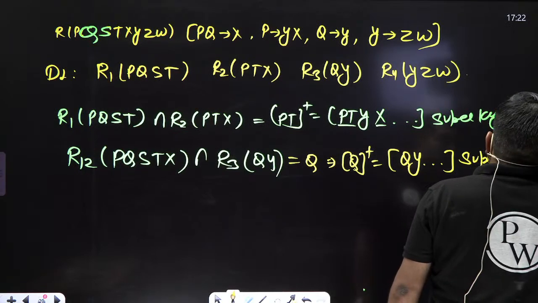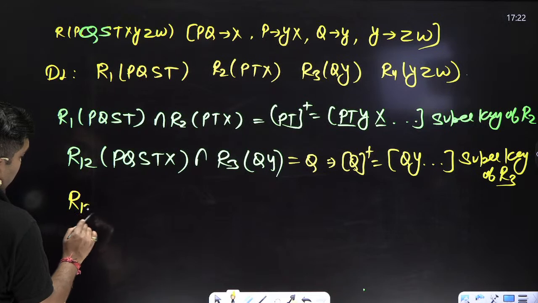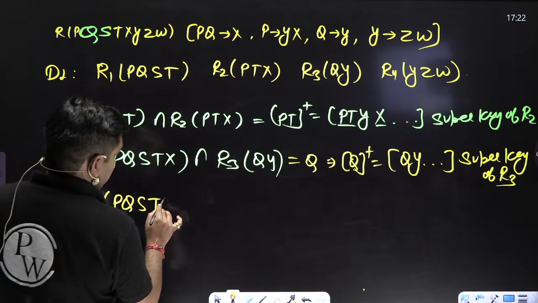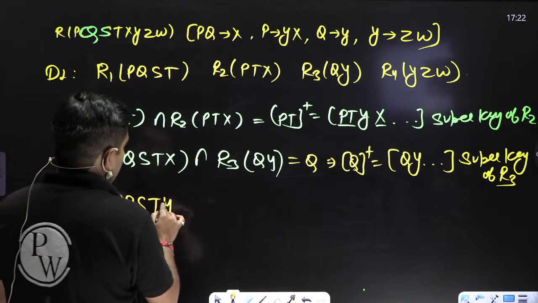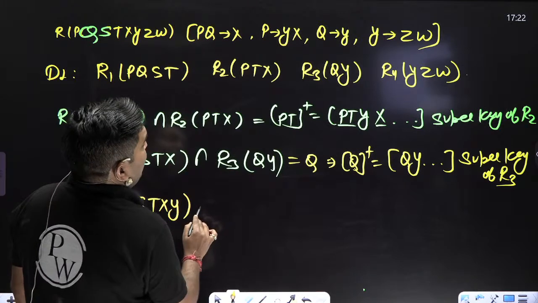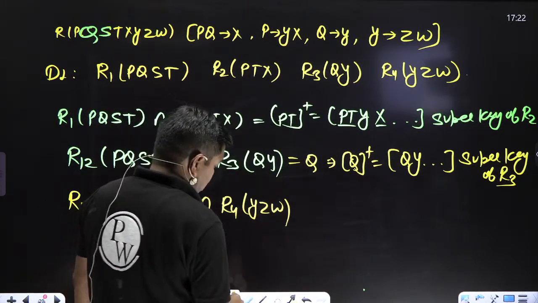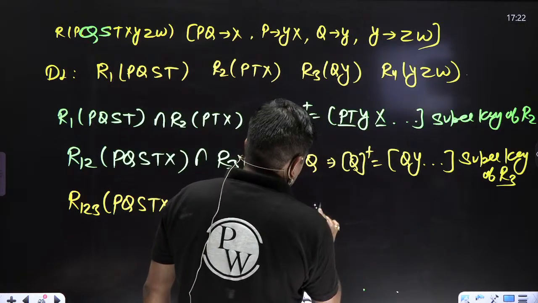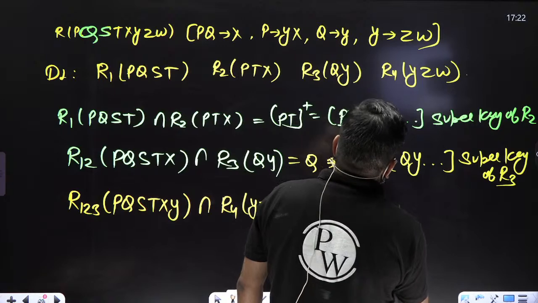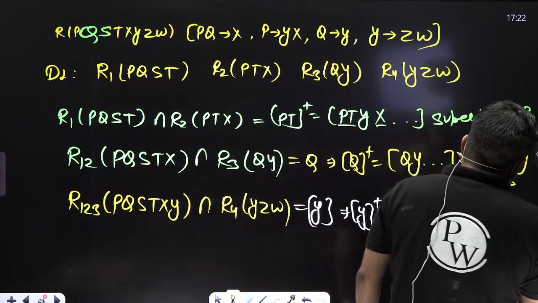Per key of R3. So what are we getting? R1, R2, R3: PQST, Y, EQST, XY, and R4: YZW. When we take the closure, what is the common attribute? Y. When we take the closure of Y, what are we getting? YZW. So you are getting a super key of R4.